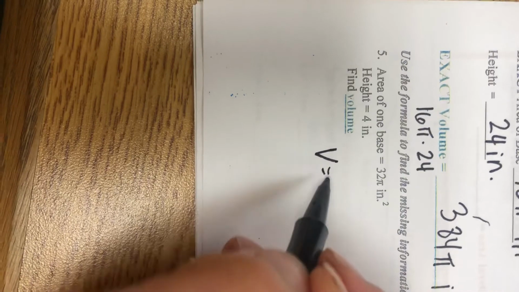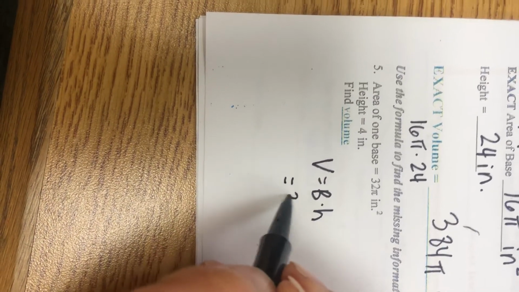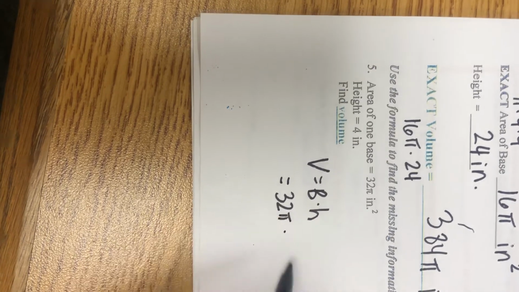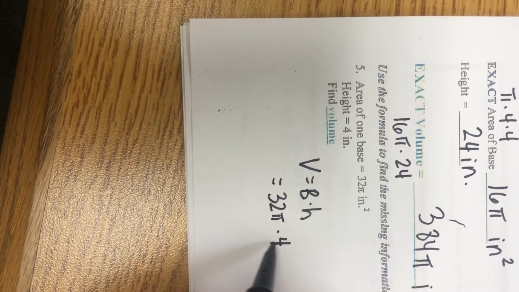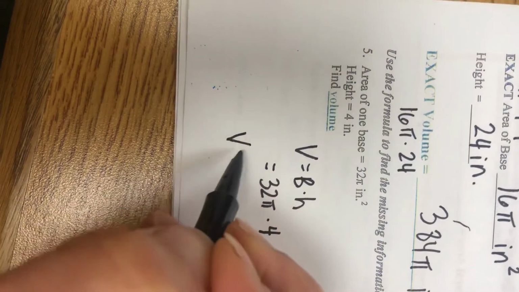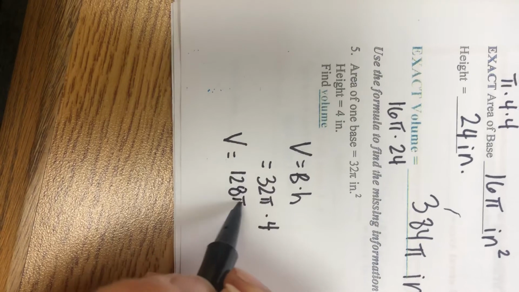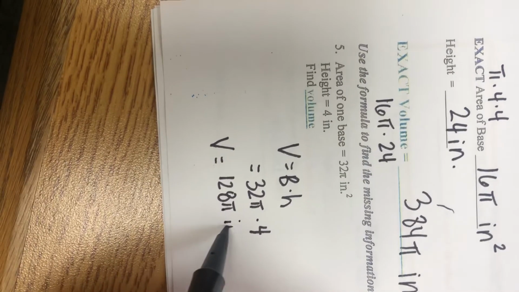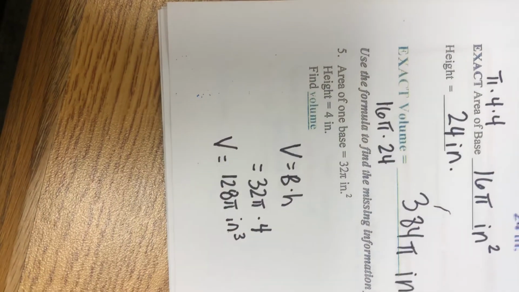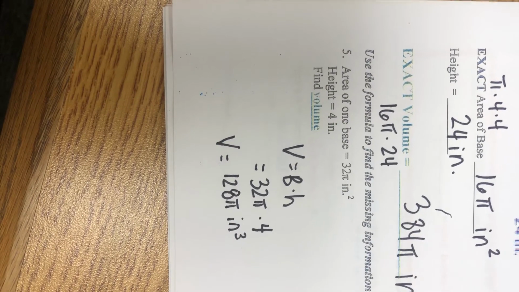The last ones are again like when we work backwards, and you're either going to multiply or divide. Each time I like to write out the formula. Volume is area of the base times height. They said the area of the base was 32 pi. They said the height was 4. So the volume is 128 pi inches cubed. I'm just going to multiply.